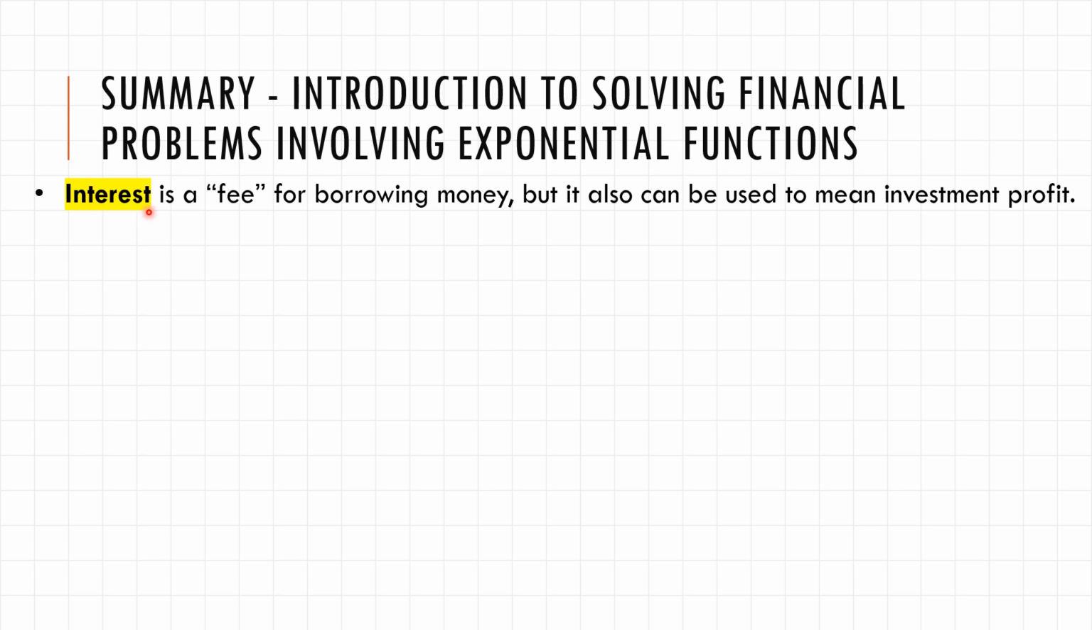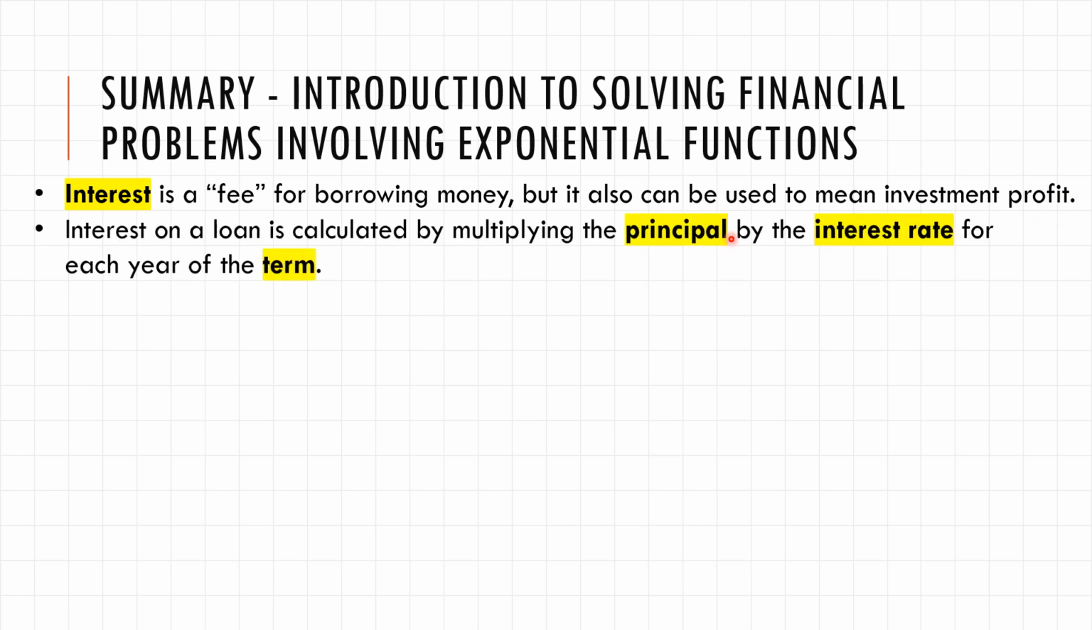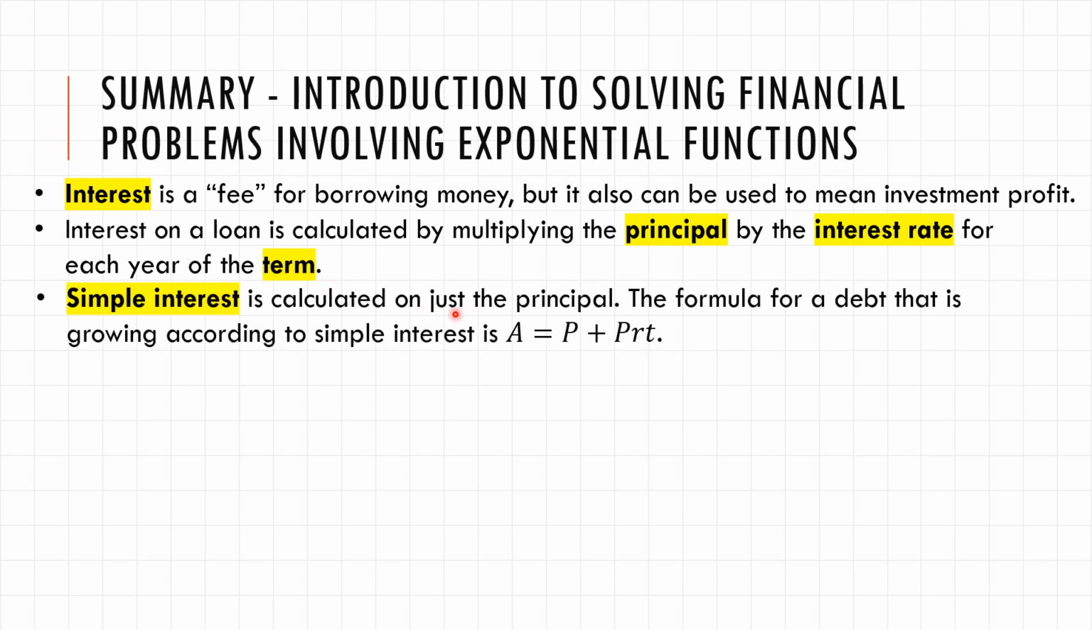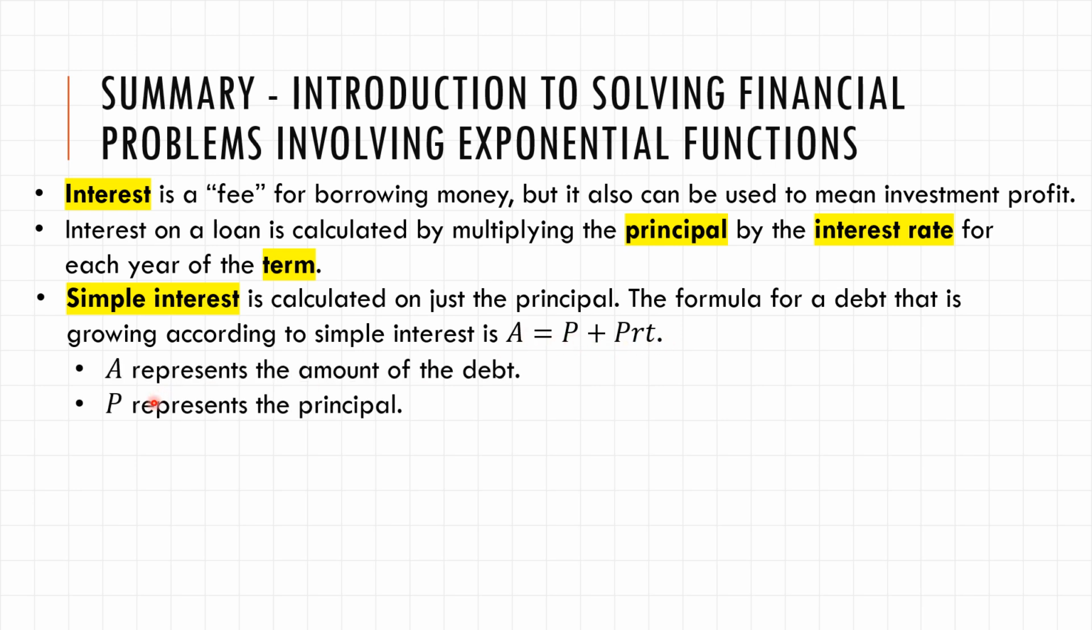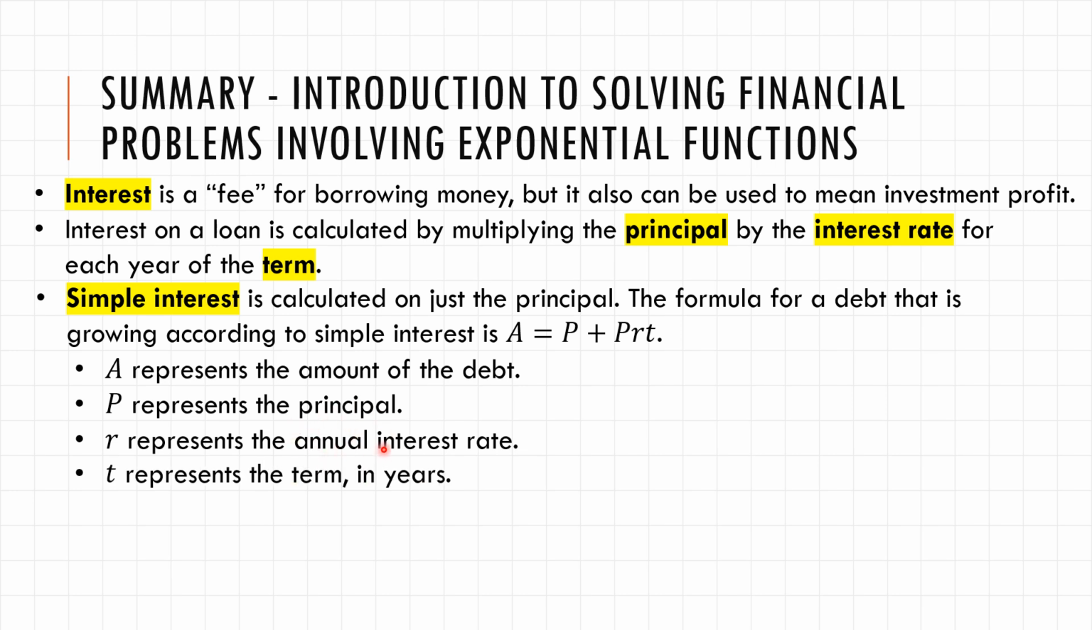We started off by learning about interest. Interest is a fee that is charged for borrowing money. It can also be used to mean investment profit. Interest is usually calculated by taking the principal, which is the original amount borrowed or invested, and multiplying it by the interest rate for each year of the term. Simple interest is calculated on just the principal. The formula is A equals P plus PRT. A is the amount at the end of the term, P is the principal or the original amount invested, R is the interest rate annually, and T is the term, which we always represent in years.